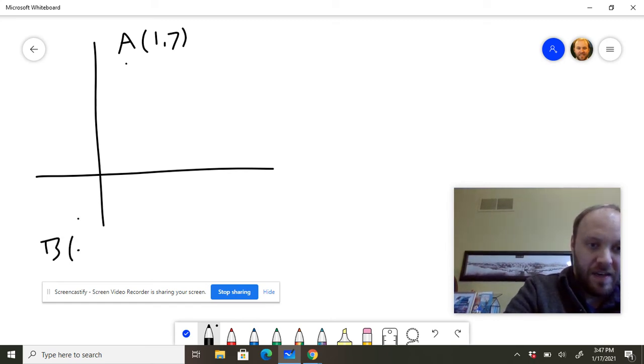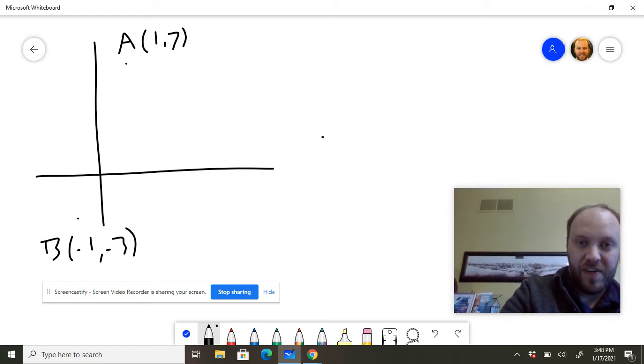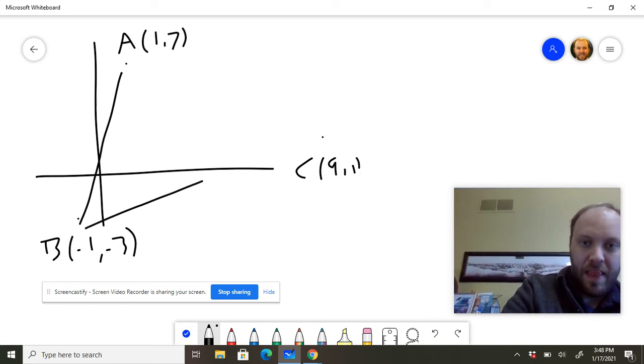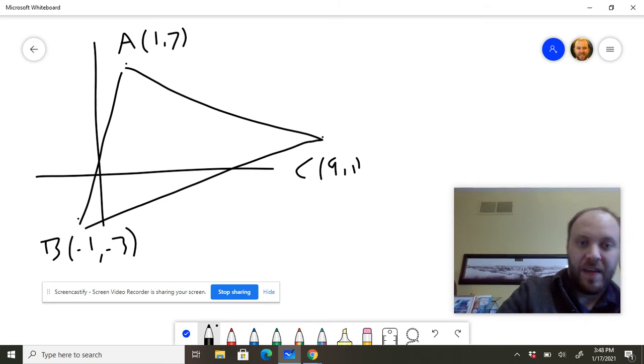That's B, negative 1, negative 3. And we've got a point at 9, 1, which is C, which is somewhere over here. Okay, so C is 9, 1. And anyway, so we have a triangle, and it looks something kind of like that.